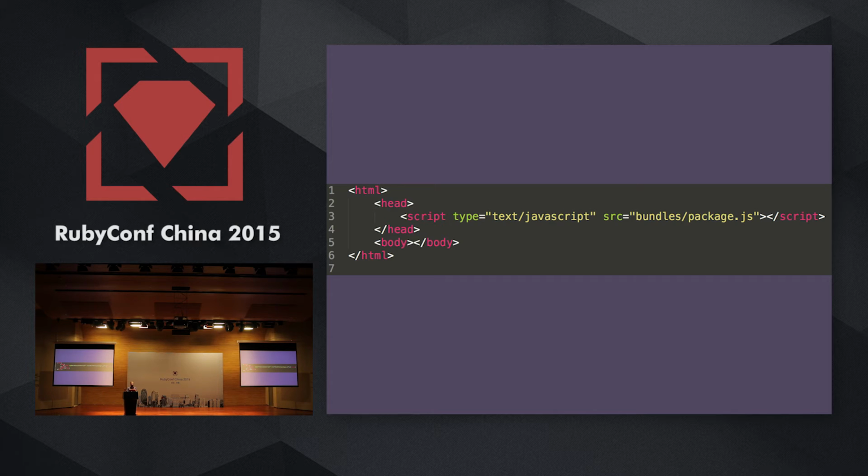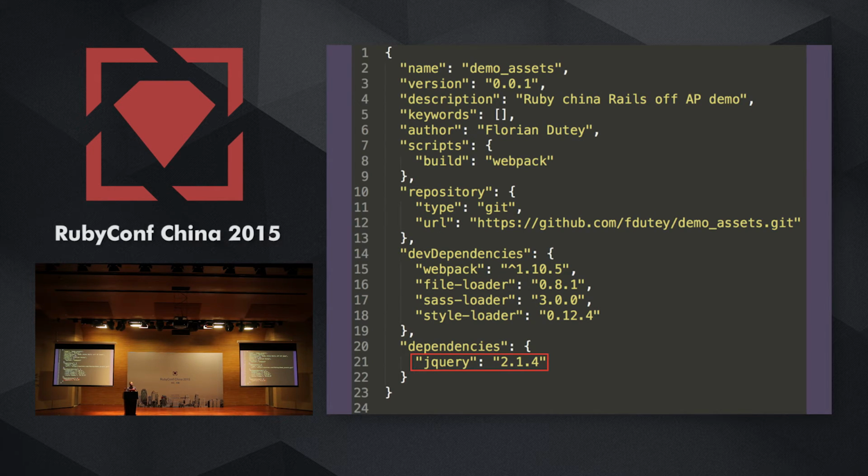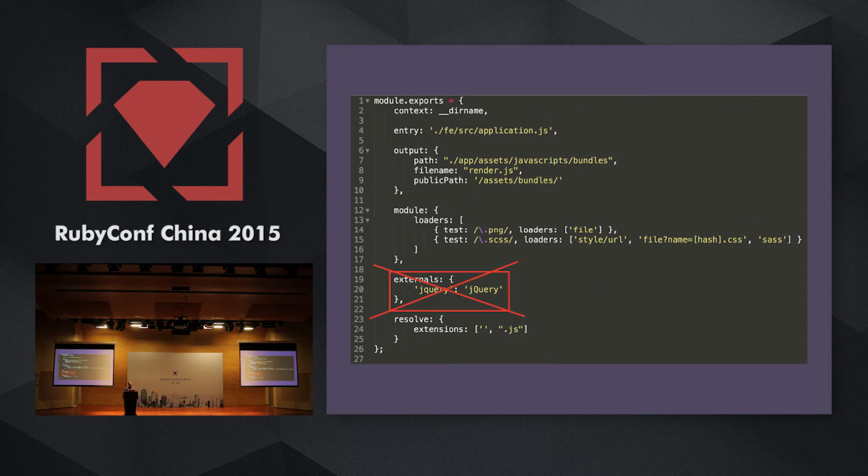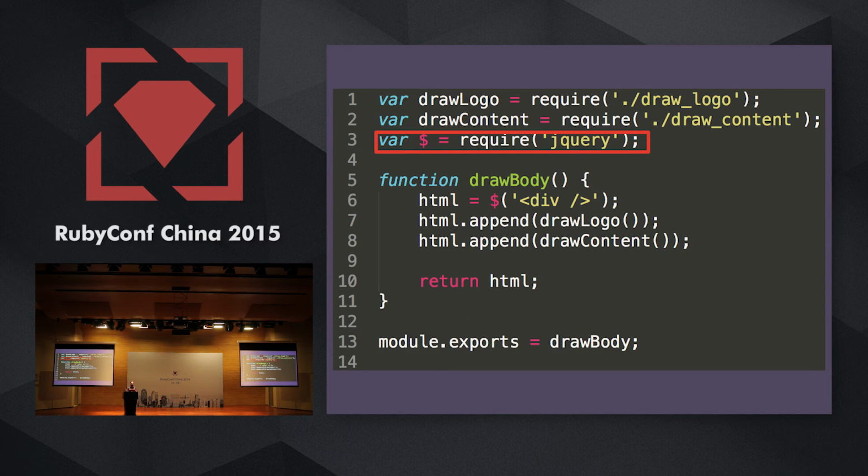I'm going to start by removing my script tag of jQuery from the head of the document. I'm going to add it into the dependencies of my webpack application. So this time it's not in dev dependencies, it's in dependencies because we want that to be included in the bundle. I'm going to remove this external part. It's not needed anymore. And because I was requiring jQuery in every one of my files that needed it, I don't have anything else to do.